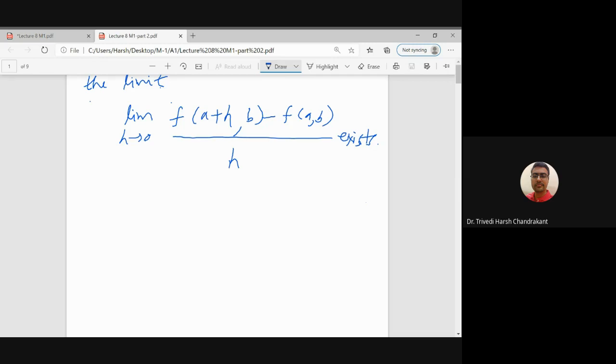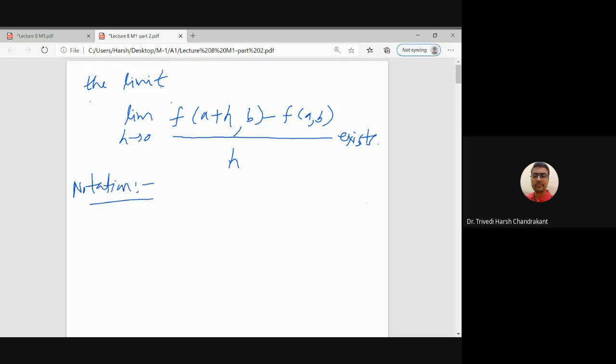So in one variable we know the value of the limit is limit h tends to 0 f of a plus h minus f of a divided by h. That definition we are extending for the first variable here, so therefore it is called the partial derivative of the function in variable x, the first variable. So notation what we will use is, so there are two notations.